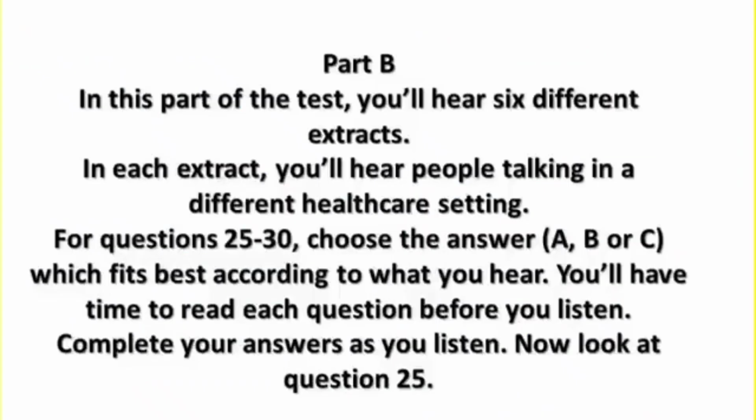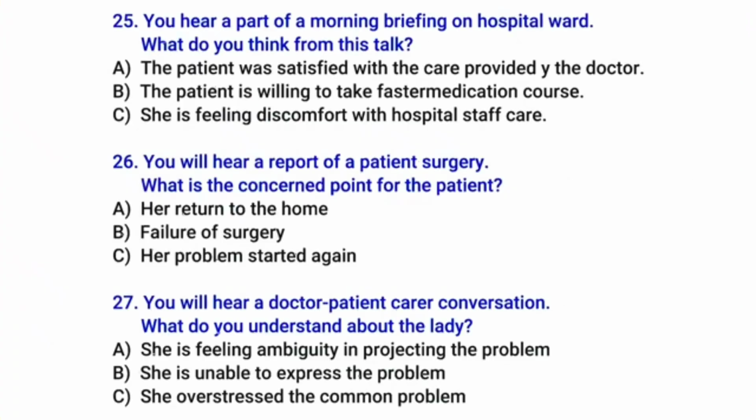Part B. In this part of the test, you'll hear 6 different extracts. In each extract, you'll hear people talking in a different healthcare setting. For questions 25 to 30, choose the answer A, B or C, which fits best according to what you hear. You'll have time to read each question before you listen. Complete your answers as you listen. Now look at question 25.